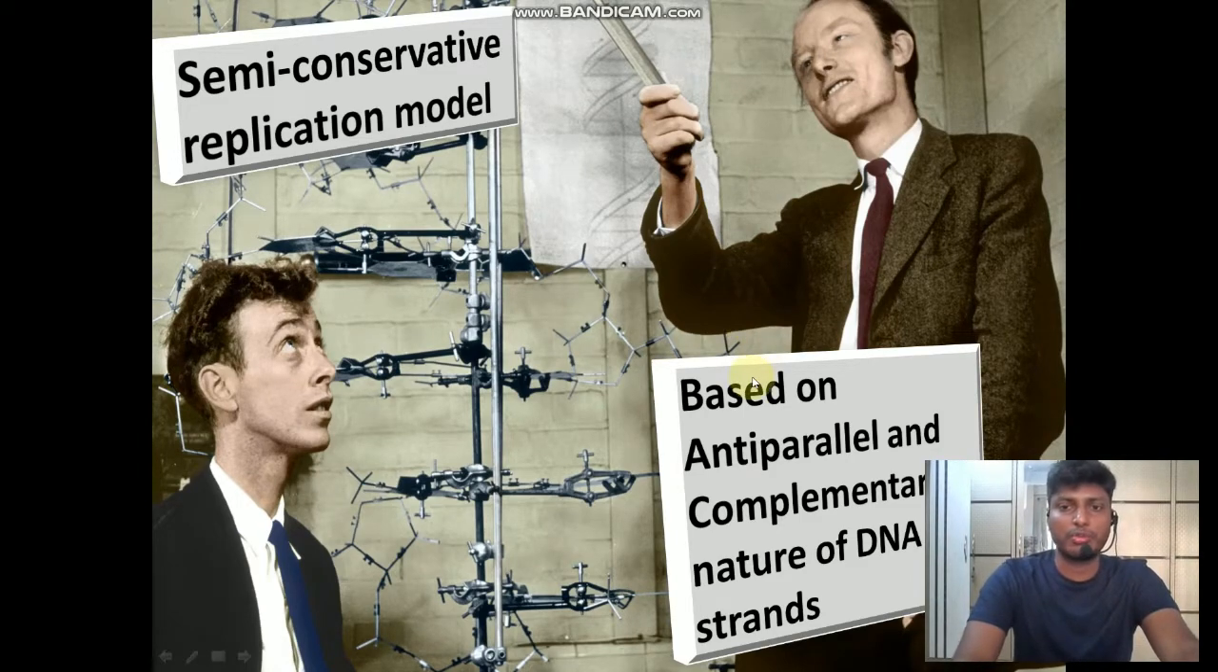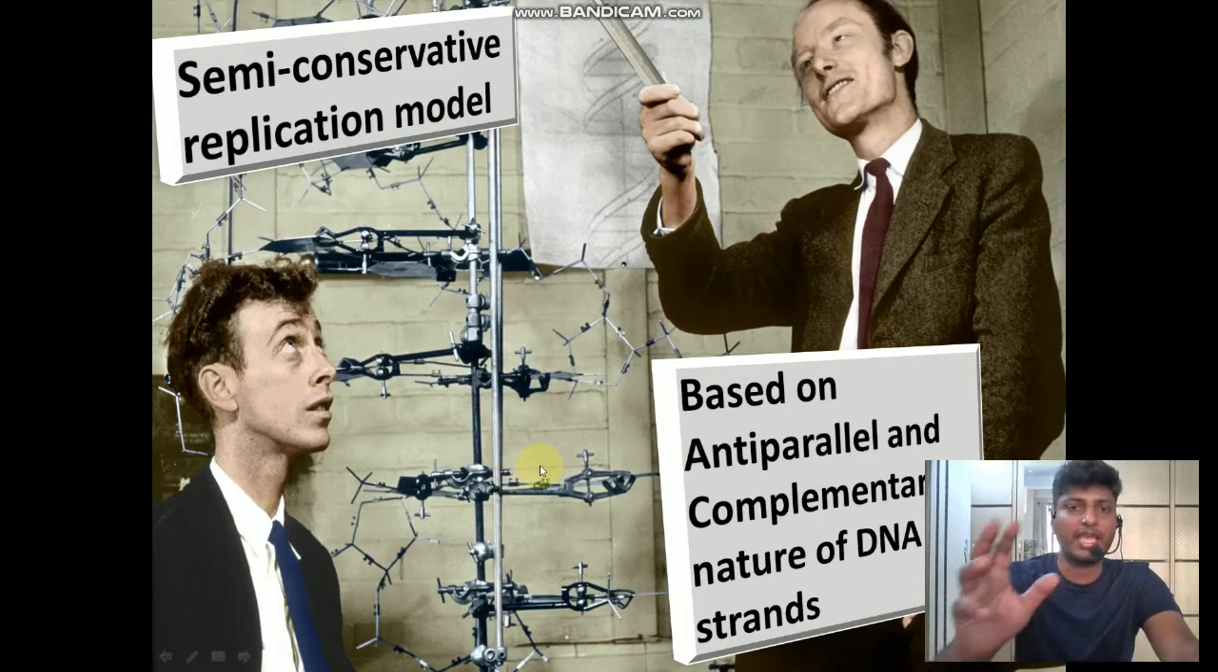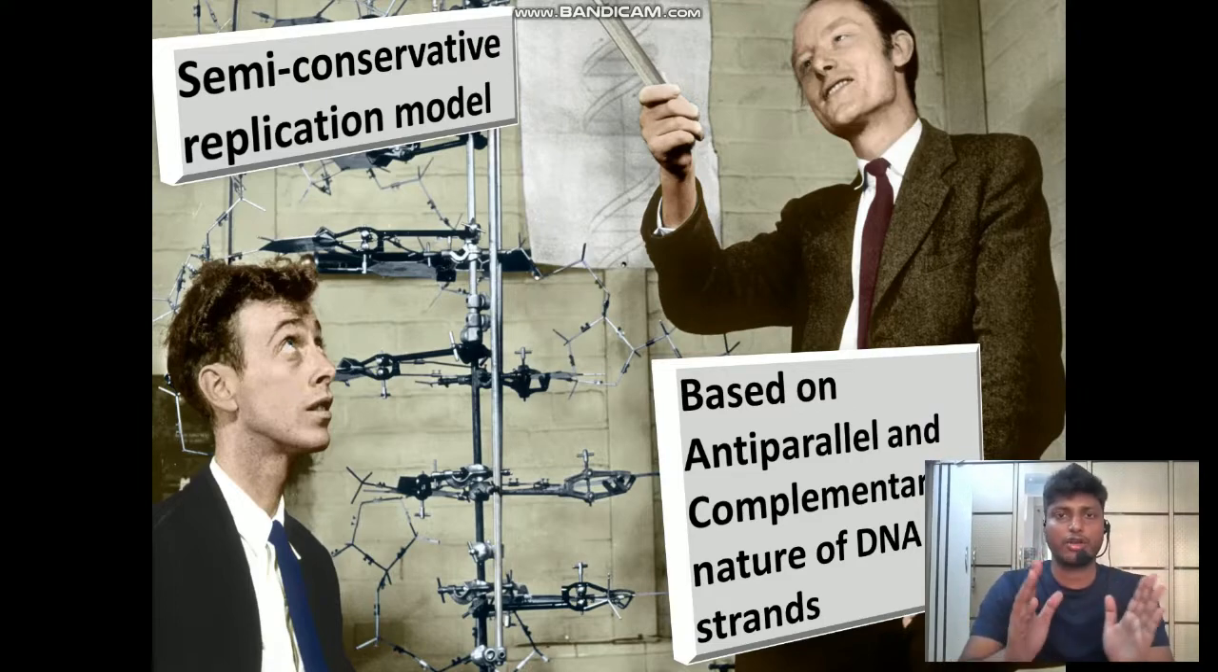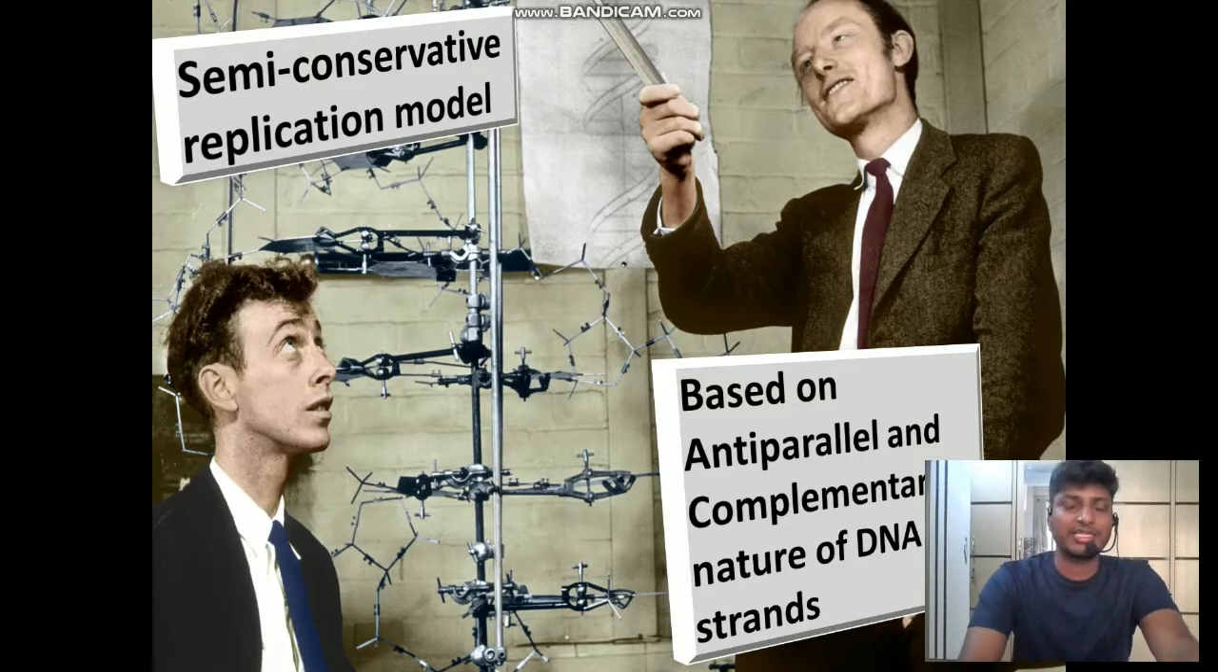But please also remember that what is being said here is based on the model they explained, which is based on the principle of anti-parallel and complementary nature of DNA strands. What does it mean, dear students? It means that the two strands present in the DNA are anti-parallel in nature. Anti-parallel means they are in opposite directions, not in the same direction. At the same time, they are complementary to each other. What is complementary, we will see in the coming part.